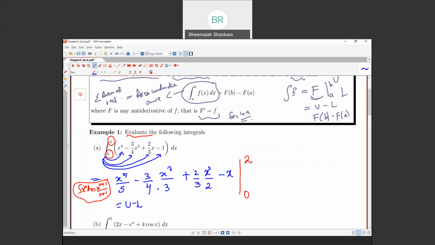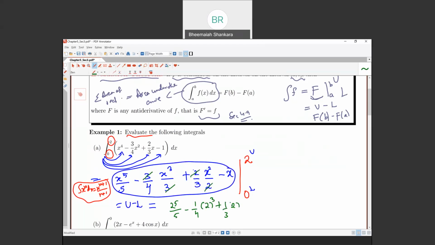So evaluate the function that you integrated on the top, this entire function, with respect to the value 2. So evaluate it at 2. So this is 2 to the 5 divided by 5. 3 can cancel. You have negative 1/4 times 2 to the 3. 2 cancels. 1/3 times 2 squared and then 2. So all this is your upper limit minus the lower limit.